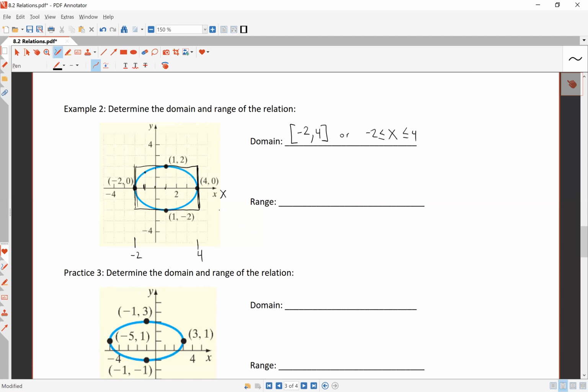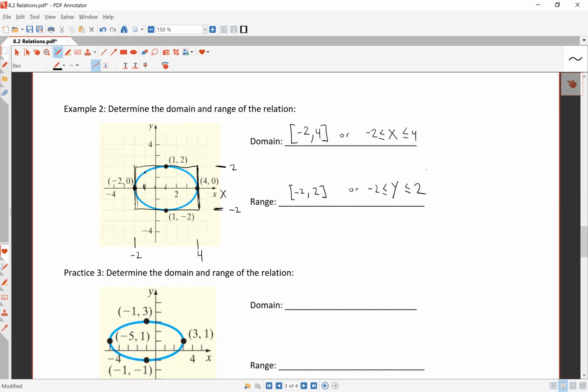The range is the bottom of the box to the top of the box. The bottom of the box starts off at -2 and goes to the top at 2. So in interval notation, we go from -2 to 2. And in inequality notation, we would say that y is greater than or equal to the lowest number, -2, and less than or equal to 2.